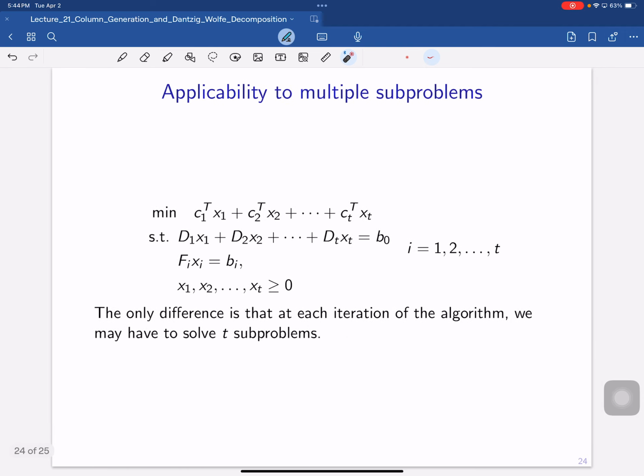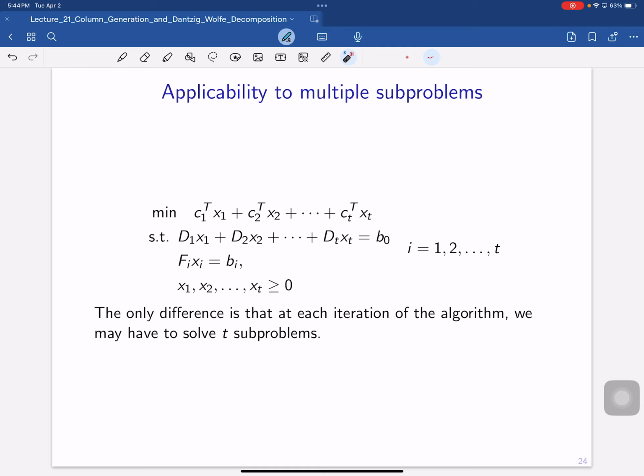Of course, in practical applications, you might have multiple blocks, right? If you only have 2 blocks, you don't get that much parallelism. But if you have multiple blocks, you can run all those pricing problems in parallel. In each subproblem, you are generating an extreme point from the subproblem P sub i. And in a number of practical applications, you will find this type of structure. Then you can apply Dantzig-Wolfe decomposition to solve this type of problem.